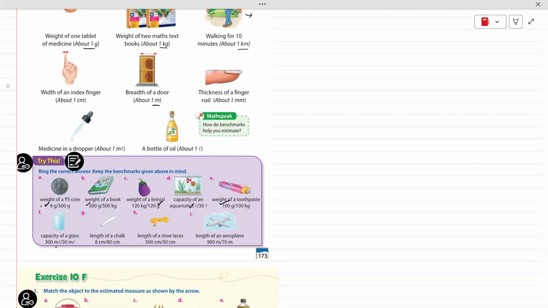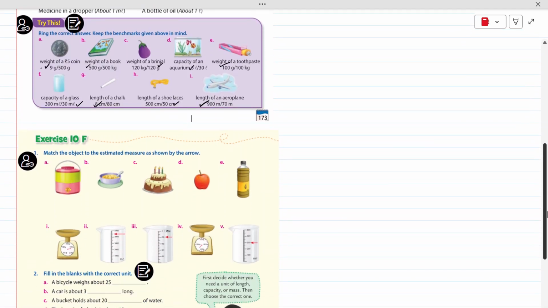The capacity of a glass is 300 ml or 30 ml. It can be both, but when we are talking about this glass, here I'm taking it as 30. The length of a chalk is very small, so it is 8 centimeters. The length of a shoelace is 50 centimeters. The length of an aeroplane is 900 meters or 70 meters. It's 900 meters.